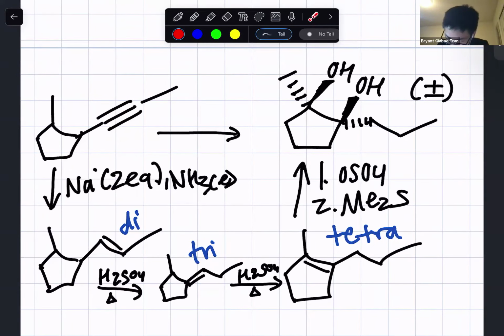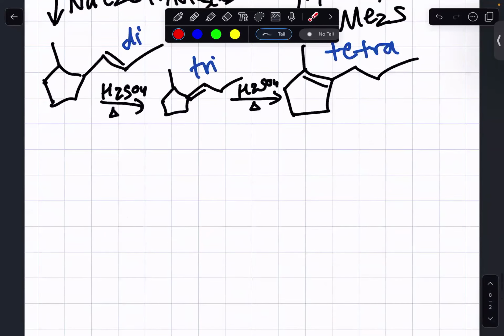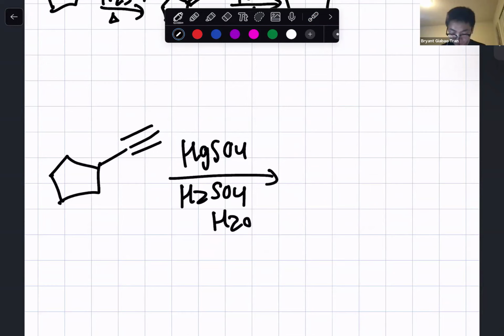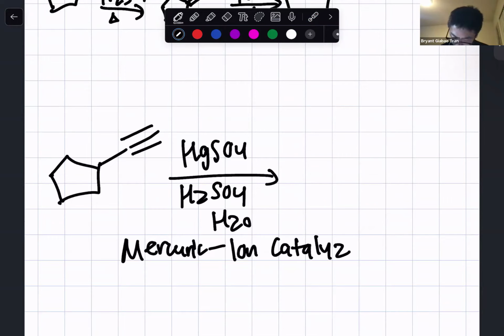So alkynes do not have H2SO4 reactions, right? The only H2SO4 reaction for alkynes that I can think of right now is the HgSO4. Oh, ring expansion? Not ring expansion, but mercuric ion catalyzed hydration.